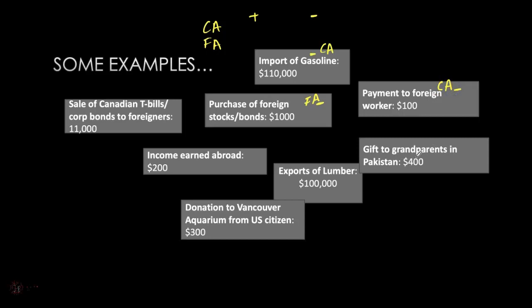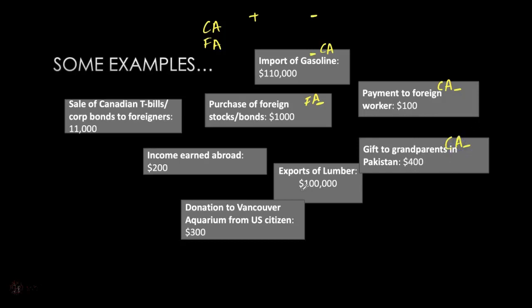Then we have gift to our grandparents in Pakistan. Pakistan is a foreign economy. Money is going out of Canada into this other country. So that is generating an outflow. Again, this is not part of my financial account because this is not creating any liability upon my grandparents to pay this money back. It's just gifted money. So it will come under our current account.